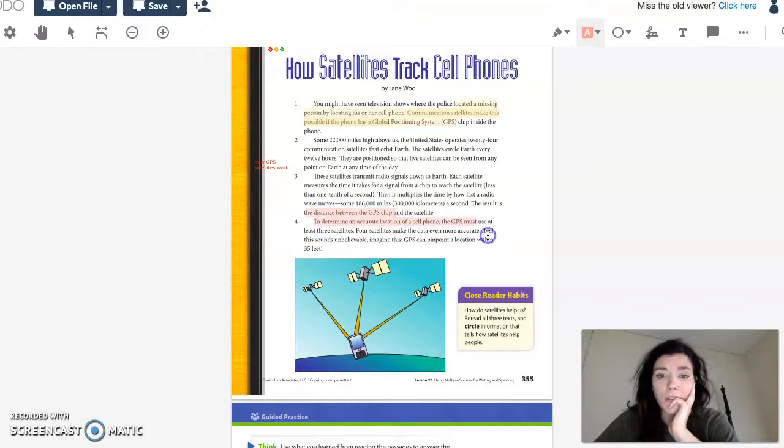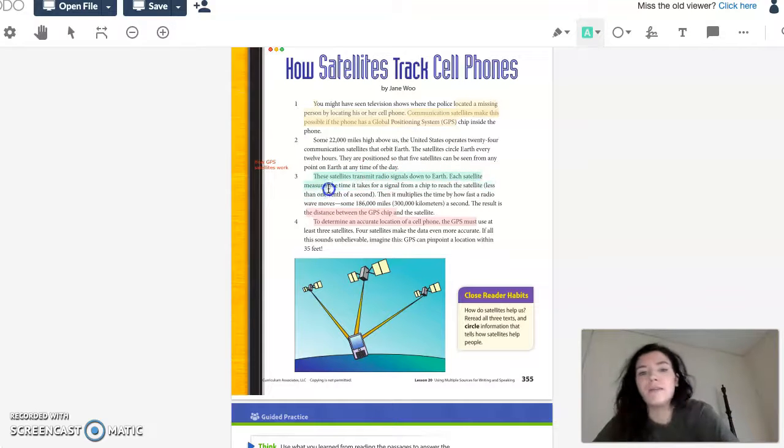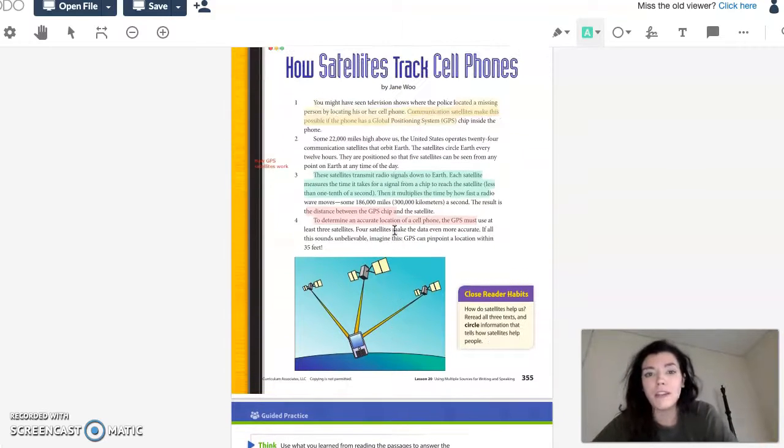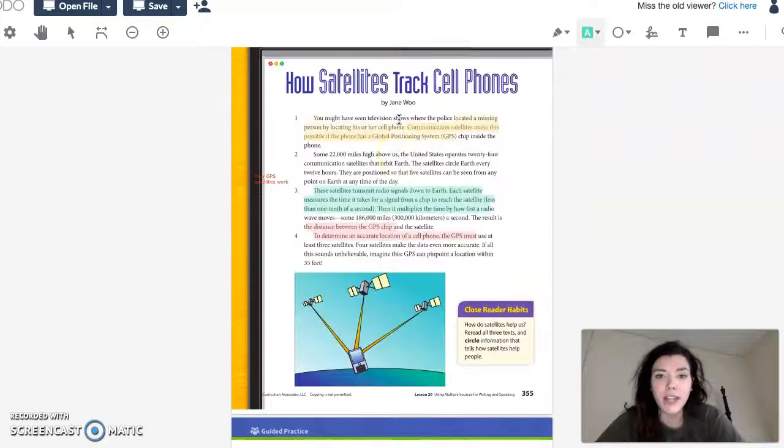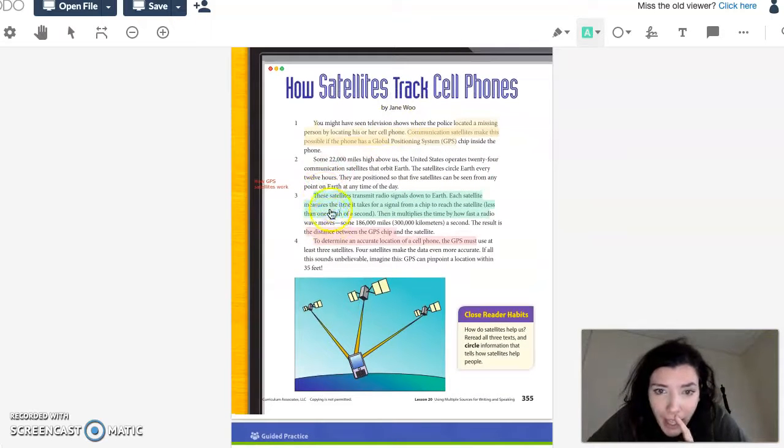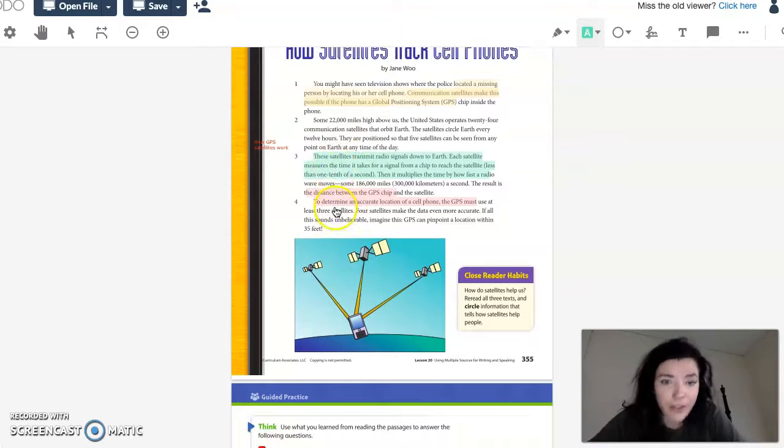Another great quote could be this one over here about how the satellites actually work. They send signals down to Earth. Each satellite measures the time for a signal from a chip to reach the satellite. Whichever one you want to put is totally okay, but you just need a quote that's talking about how satellites send and receive data. So I think actually this one might be better for us. So let's use the one that I highlighted in green here. But either of these would honestly be okay.